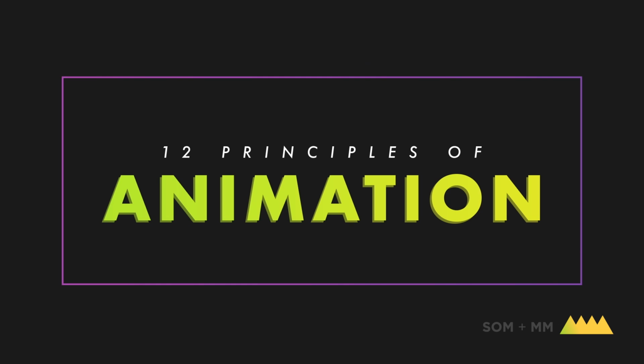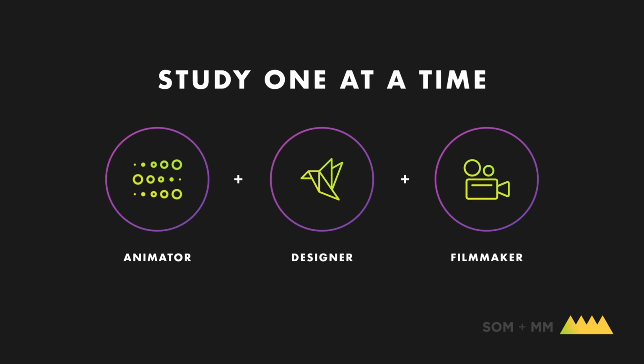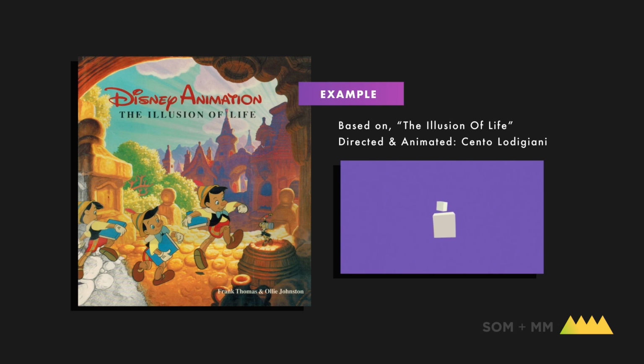We're going to start by looking at animation principles, but first let's talk about why we need to study this. Being a motion designer is the combination of being an animator, a designer, and a filmmaker. And we believe the best path in doing that is to deconstruct it and study them one at a time. We're going to reference one of the best examples I've ever seen of encapsulating the full 12 principles of animation into easy to understand examples. Let's take a look.